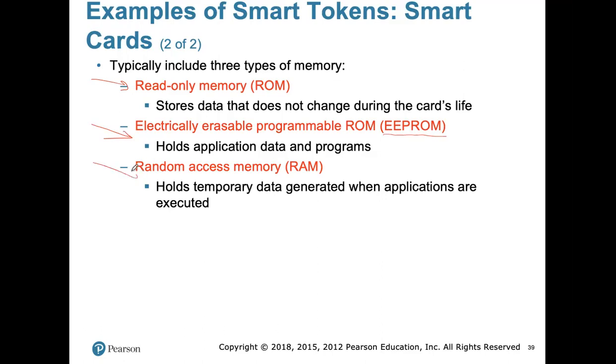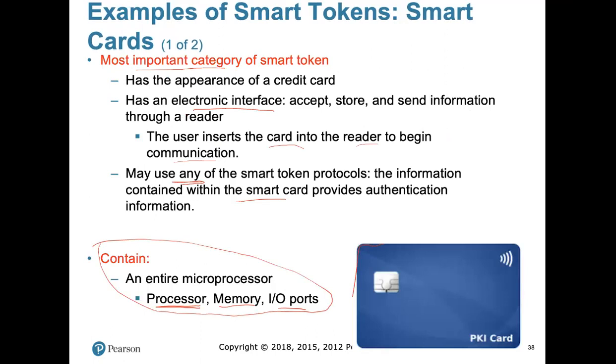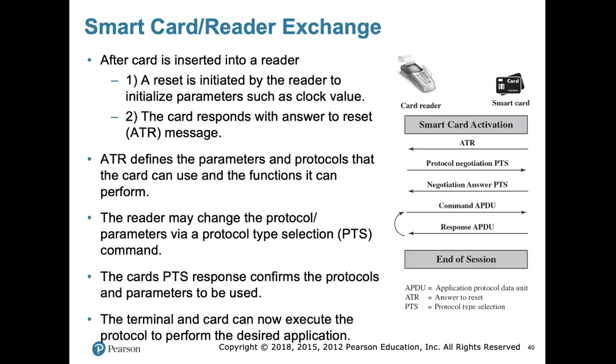And also they have some random access memory, or RAM, which is the main memory, and it's used by the processor for following the protocol between the smart card and the authentication server, or the reader device. So they have different classes of memories on them that help that full computer that I mentioned here to work.